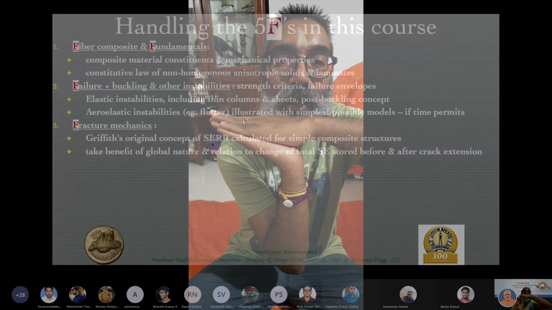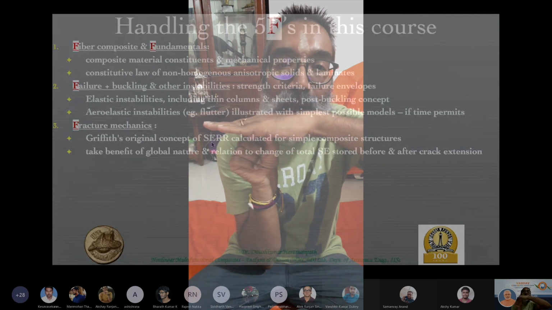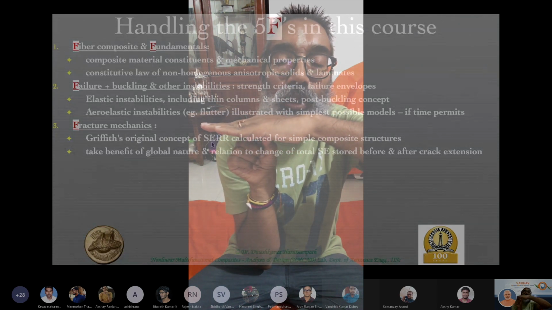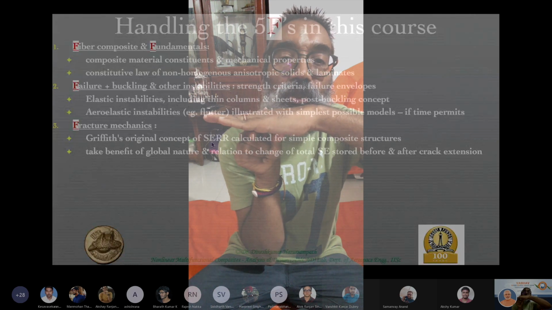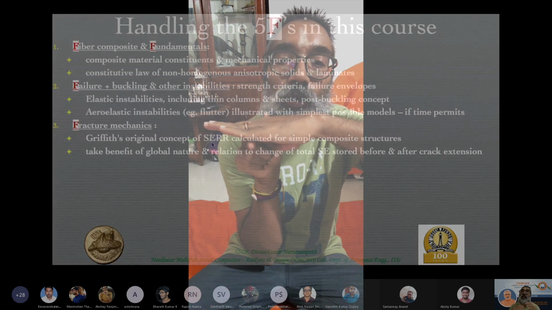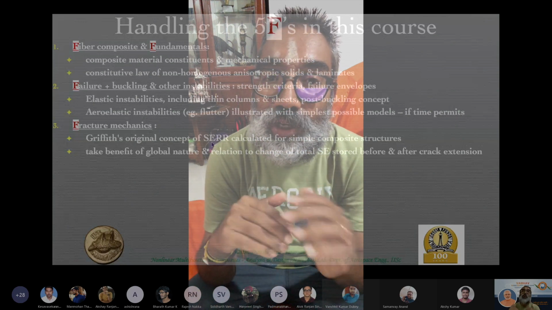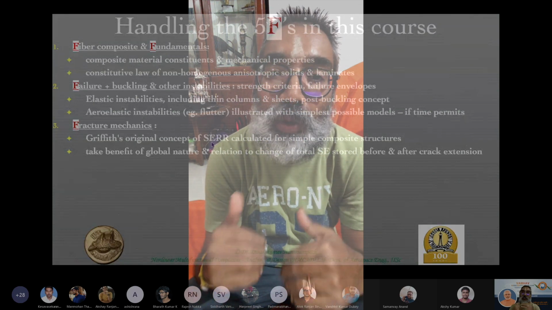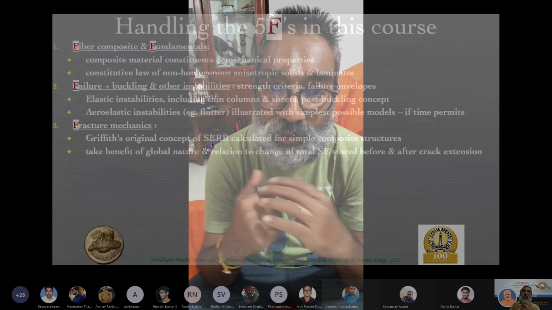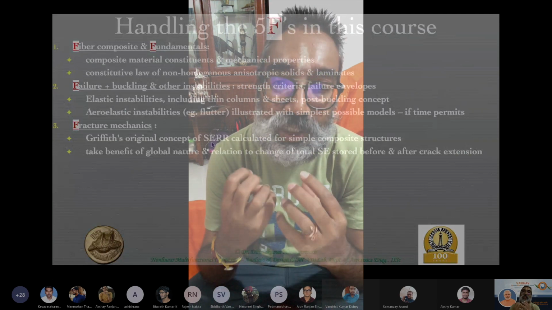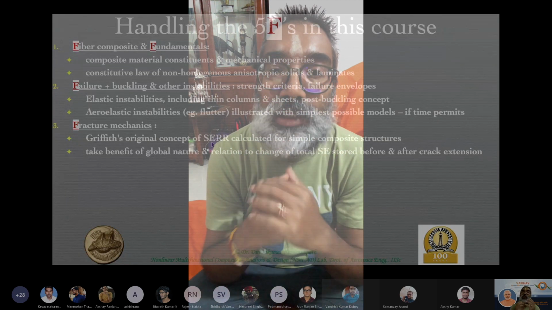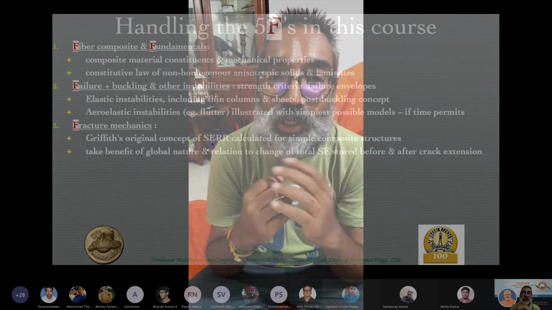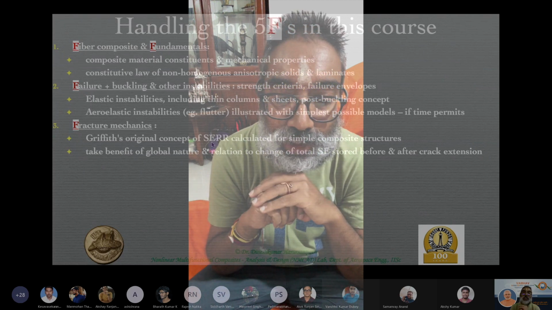So for example, if the crack length is defined as A, and the strain energy is denoted by U, then as the crack length A increases, how much does the strain energy change? That is basically what we define as the strain energy release rate. That is ∂U/∂A. The partial differentiation of the strain energy, which is a scalar quantity, with respect to the crack length, which is A.